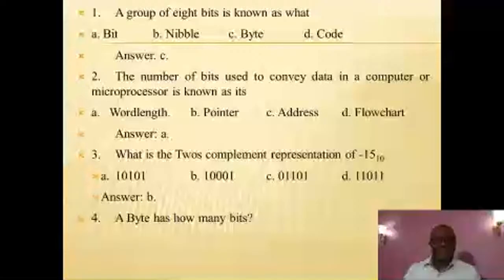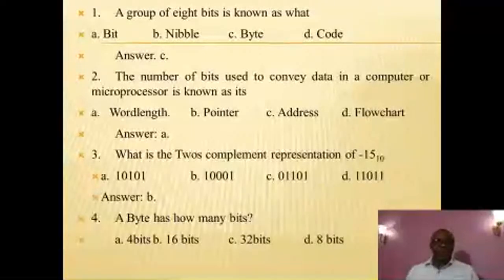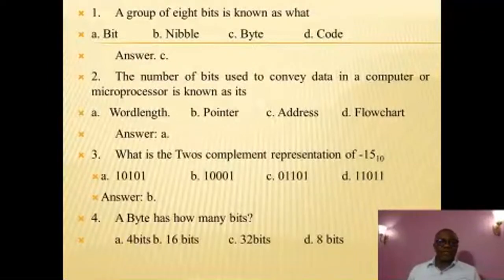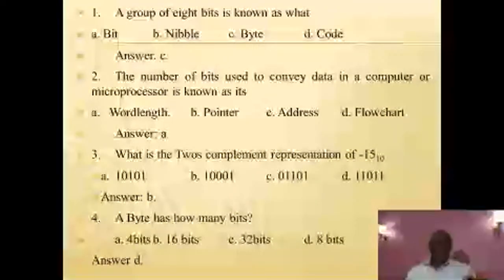Now, how many bits? Automatically, we say, is it 4 bits? Is it 16? Is it 32? Is it 8? Of course, our answer is D, which is 8 bits, similar to question 1.